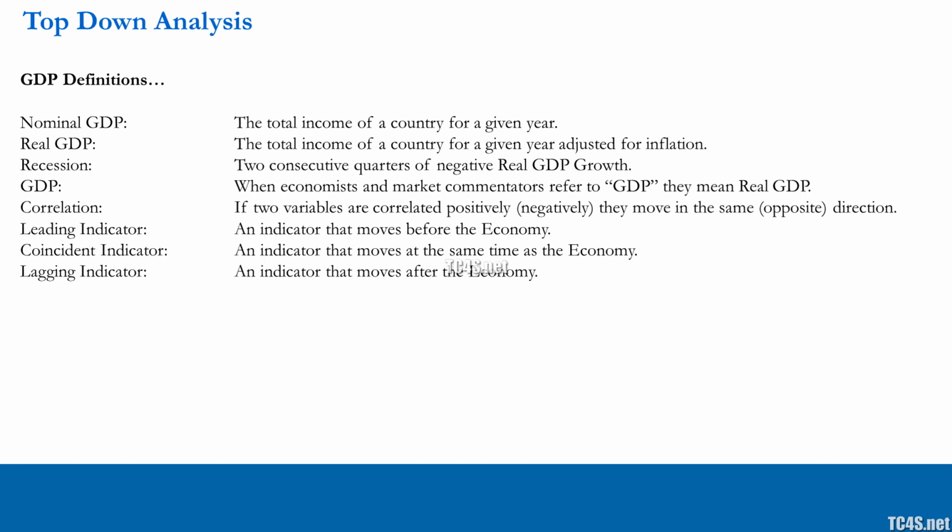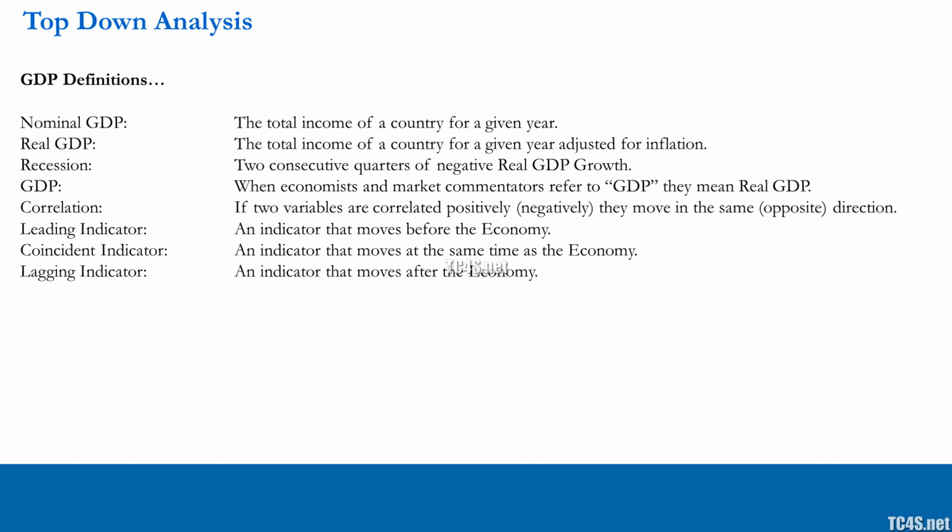Now, in the context of macroeconomics and top-down analysis, we need some definitions on indicators, okay? And there's three indicators based on time horizon. So there's leading indicators, coincident indicators, and lagging indicators. So what is a leading indicator? Well, a leading indicator is an indicator that moves before the economy moves, okay? A coincident indicator is simply an indicator that moves at or around the same time as the economy. And a lagging indicator is an indicator that moves after the economy actually moves.